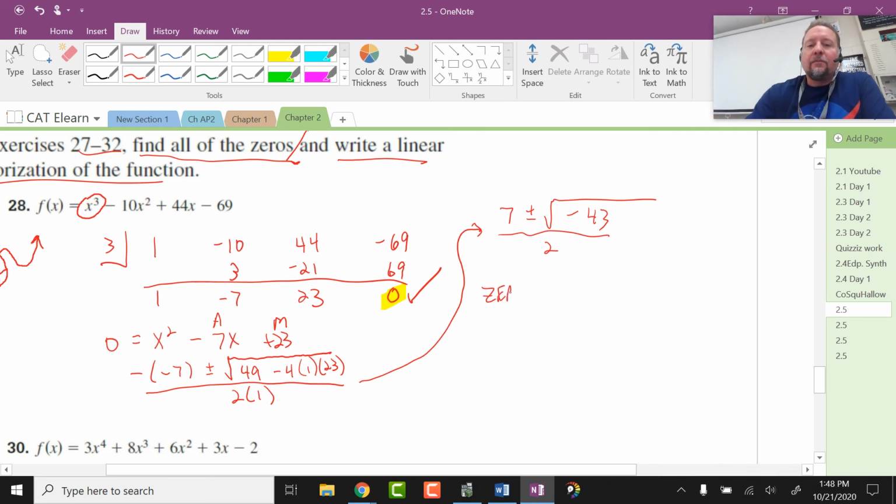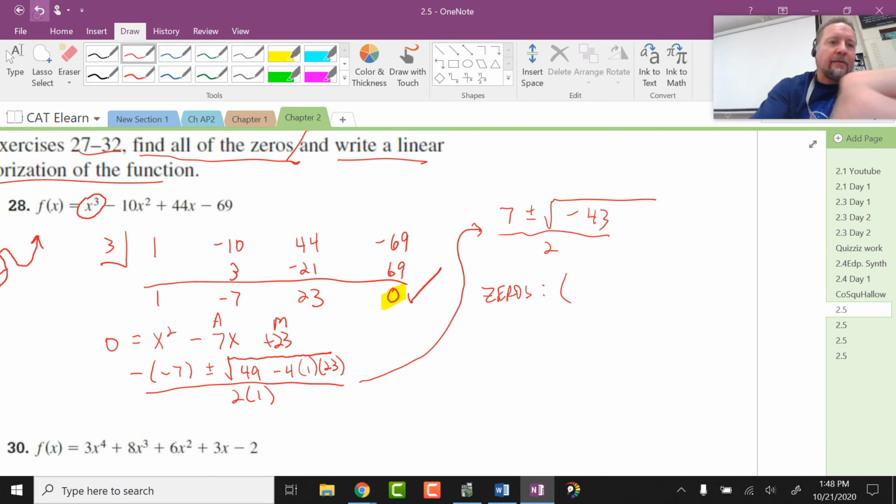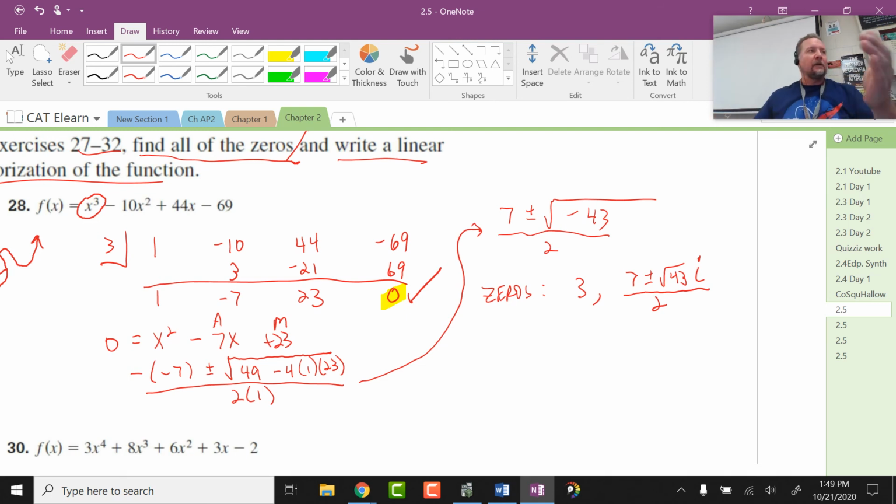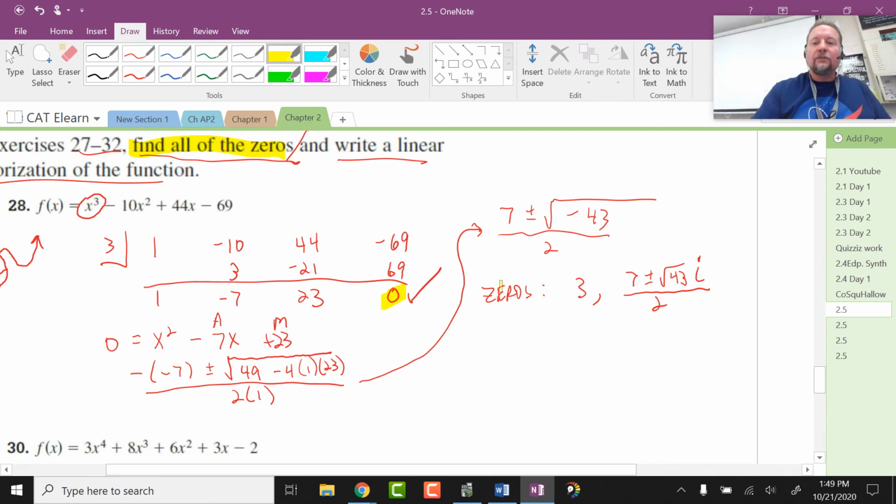Here are the zeros. The zeros are, well, we saw 3. I don't know why I put a parenthesis. 3. And then I see this 7 plus or minus root 43 is a prime number, so nothing simplifies. There we go. That's why I talked about this up here. I'm not going to scroll up there. The square root of a negative is an i number. It must be written in terms of an i number. So there's finding all the zeros. Done. But now how do I write a linear factorization?